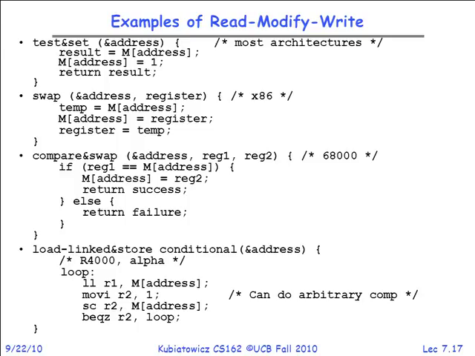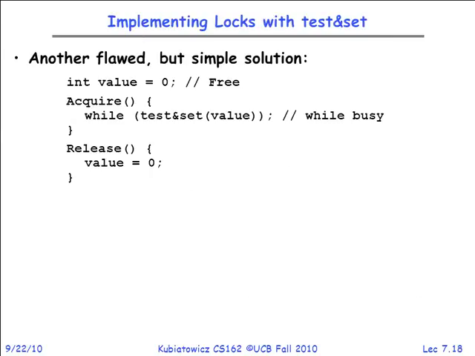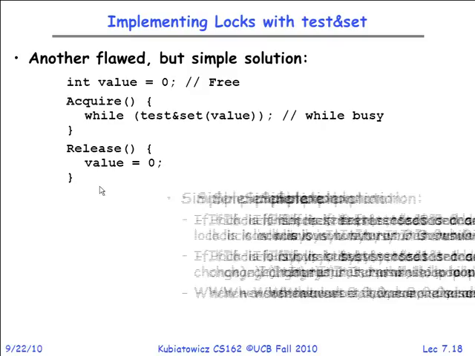Okay? So let's look at how we would do this. This is a flawed solution because it's busy waiting, but here's how we build a test and set lock. You guys all caught this earlier. We have a value which is in memory, so this is some lock location. 0 is free. The way we do acquire is in an infinite loop, we say while test and set. Okay, and the only way we exit the while is if we get 0 back, right? So this thing here is going to be in a very tight loop running test and set until it gets a 0 back, in which case it exits acquire. And the way we do release is we store a 0. Okay? All right. Questions on that?